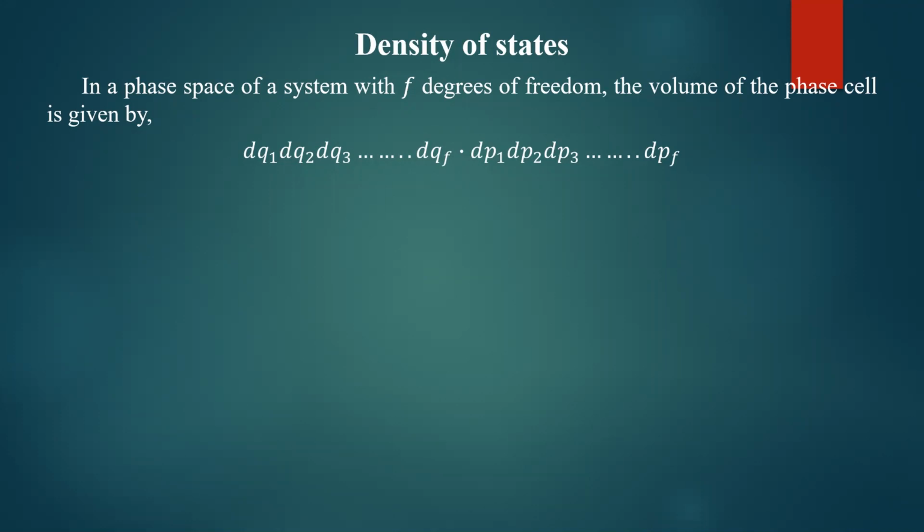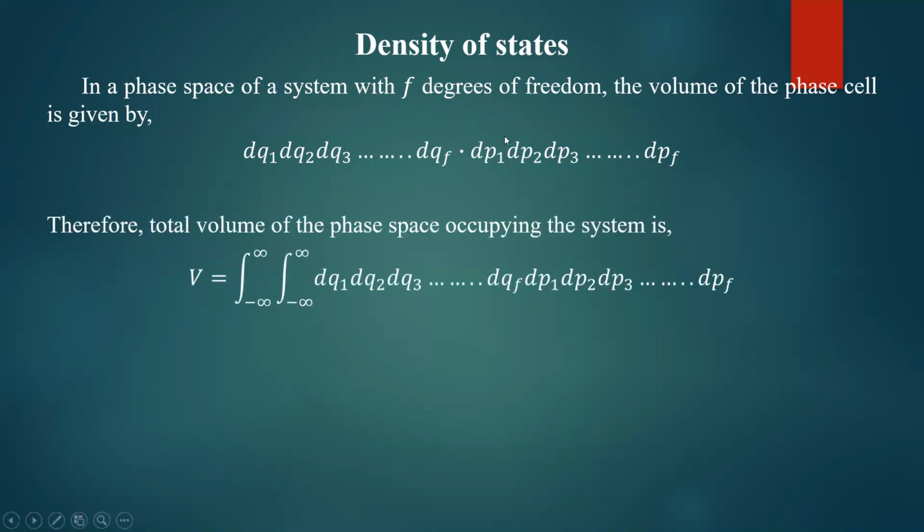We know that this phase space is a 2f dimensional space, if f is the degrees of freedom of the system. While studying phase space, we have studied that. Next, if this is the volume, the total volume of the phase space is equal to the integration of the volume of each phase cell. So you have to integrate over all the phase cells to get the total volume of the phase space corresponding to a system.